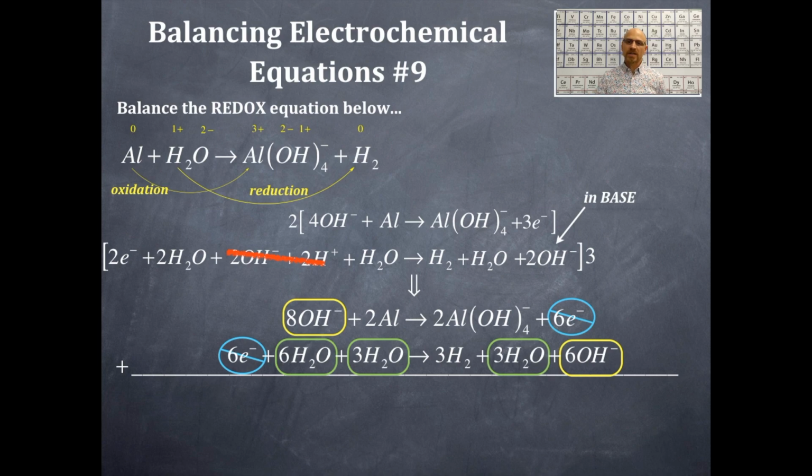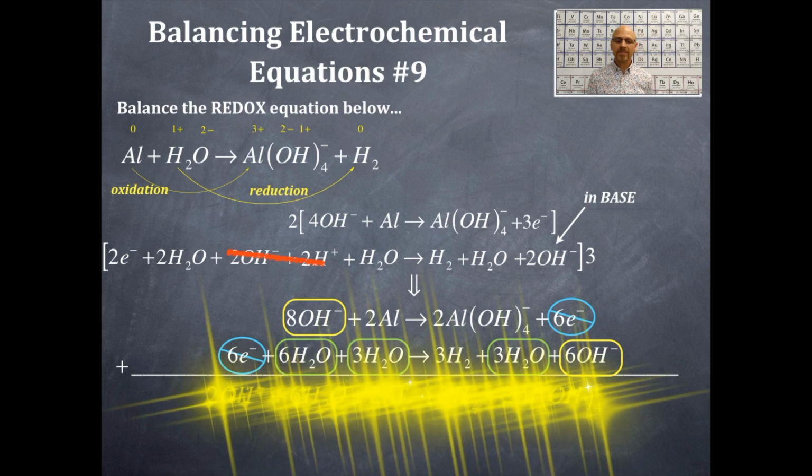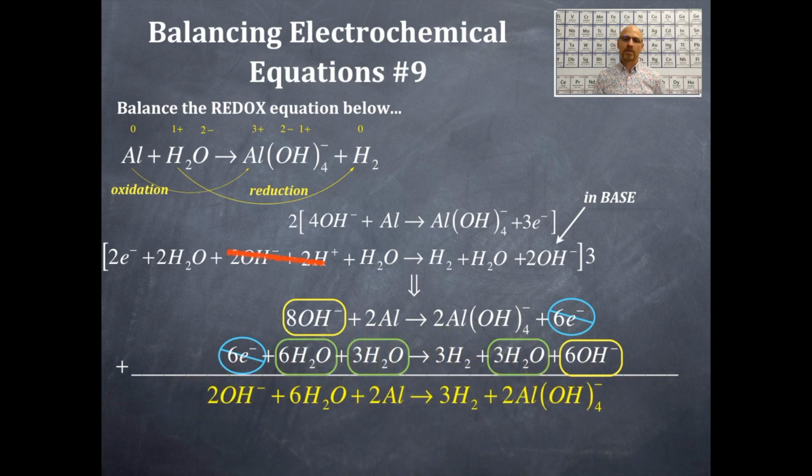So nothing else is similar, nothing else can be canceled or combined, so I'm going to drop all these things down here, but reducing the hydroxides and the waters as is appropriate. And then this is what I get. So I have 2 hydroxide ions plus 6 water molecules plus 2 aluminums produces 2 hydrogens plus 2 aluminum hydroxide complex ion of a 1 minus charge.